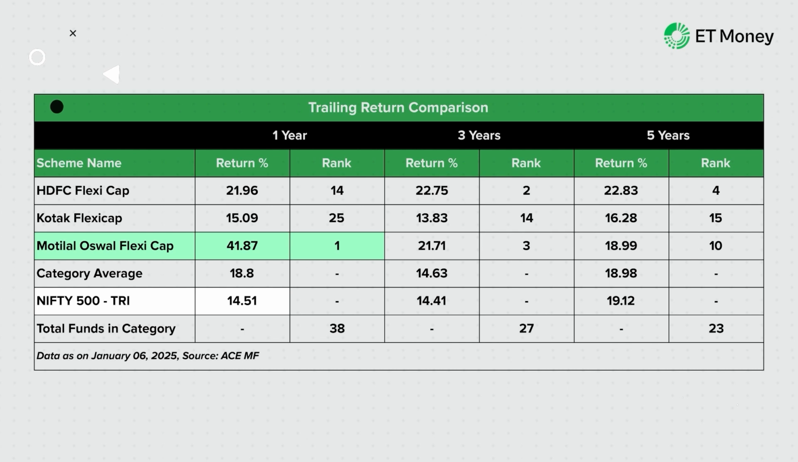While Motilal Oswal is the top performer in the past year, it has not done exceptionally well if you look at the past 5-year returns. With around 19% returns, it doesn't outperform Nifty 500 TRI index. Kotak Flexi Cap also underperformed the index and category average in the 5-year period.